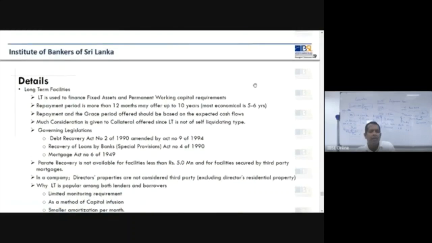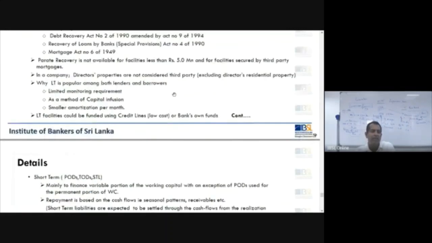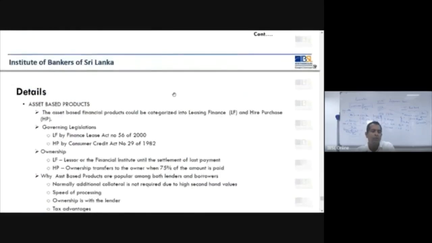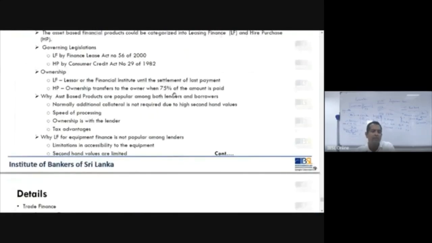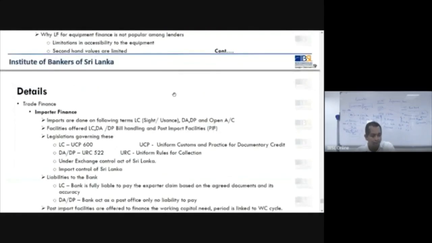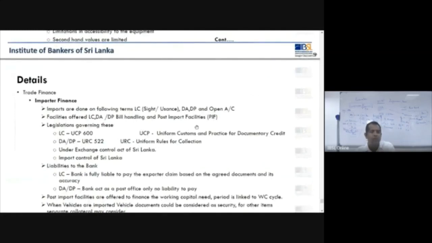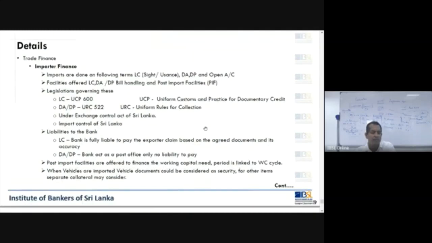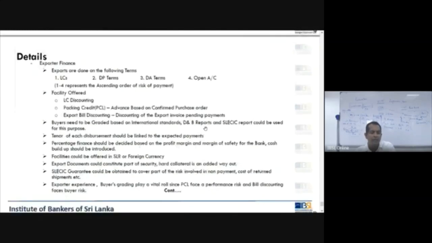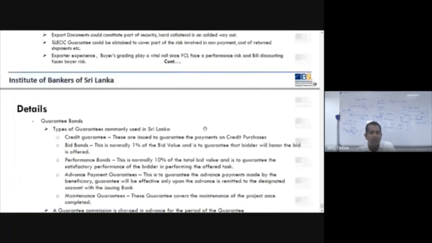These are details you can go through, which I discussed earlier. Term loans and what kind of guarantees we have. Then short term, then asset-based financing, leasing, hire purchase, then import lines we talk about, UCP, that is the LC governance policies, and URC, Uniform Rules for Collection, that is for DA and DP. It's a detailed thing, you can go through this, right? Okay.